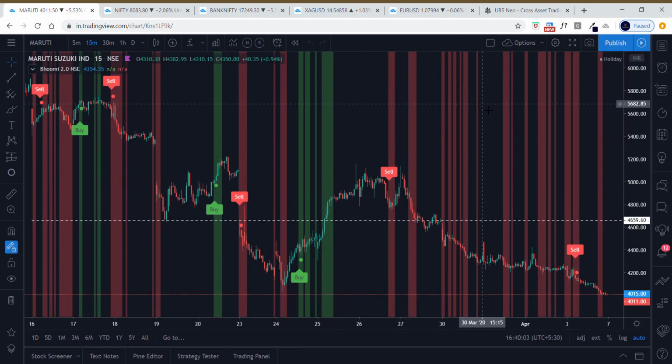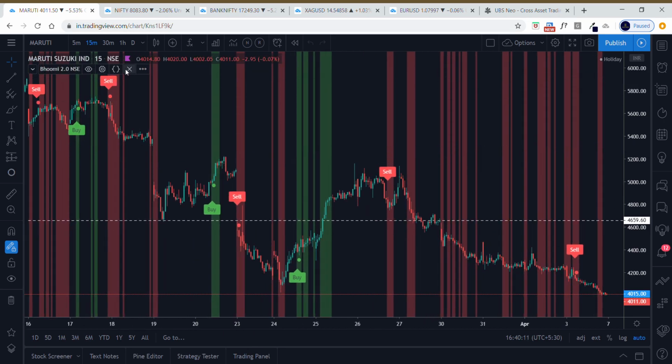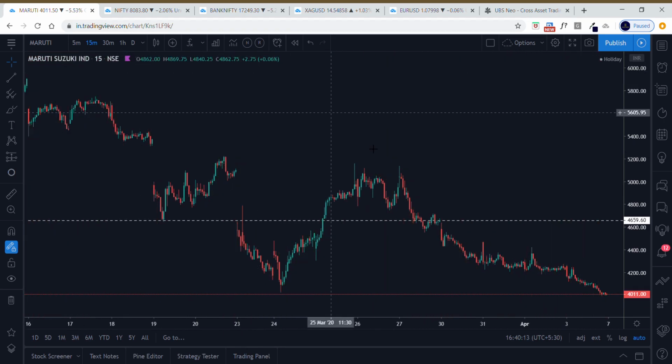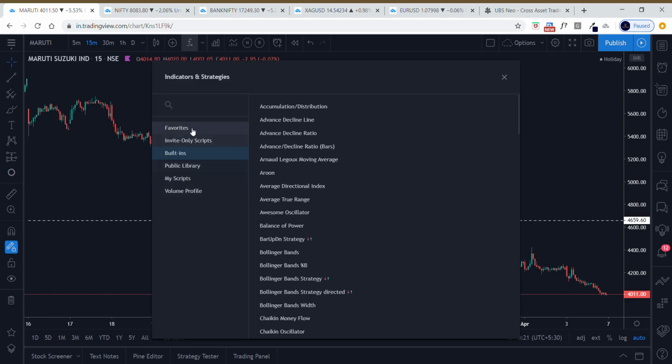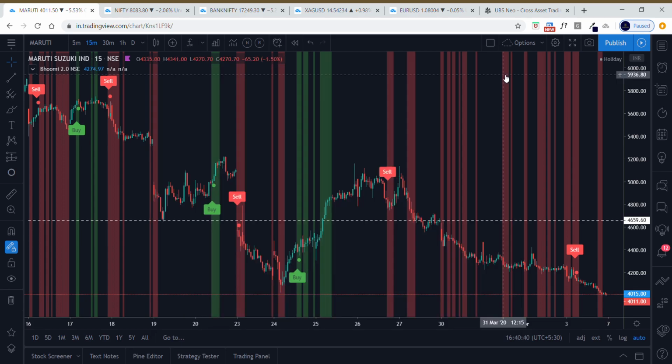Once you go into this, this is how Bhoomi 2.0 looks on Maruti Suzuki at a 15-minute time frame. Let us remove Bhoomi 2.0 from this, and I'll tell you how to plot Bhoomi 2.0. Go to the indicators and strategies tab, just click on it. Once you click on this, you would see a flow button. Over here you can see invite-only scripts. Once you see this, just click on it. From there you can choose Bhoomi 2.0, click on it, and your chart is added.